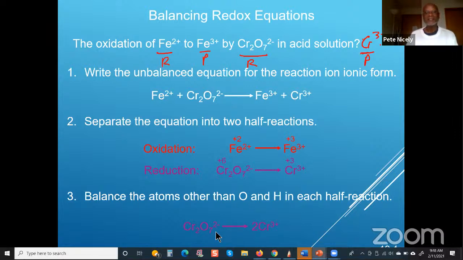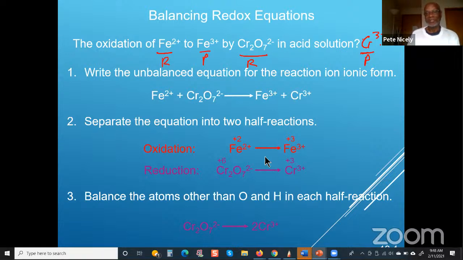In the case of the dichromate converted to the Cr3+, you'll notice that there are two chromium atoms here indicated, but there's only one that is indicated here. So to balance the chromium atoms, we put a 2 right here in front of the Cr3+. So now the chromium atoms are balanced. Now, as far as the iron is concerned, it's already balanced because you have one iron here, one iron here. That means you don't need to make any changes, right? You can just leave that as it is, all right?